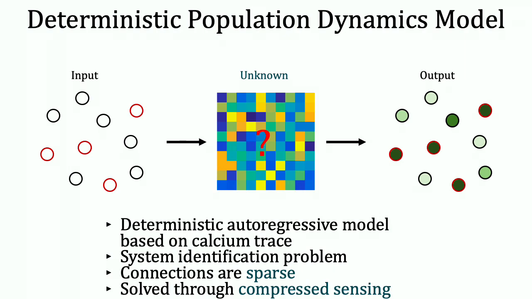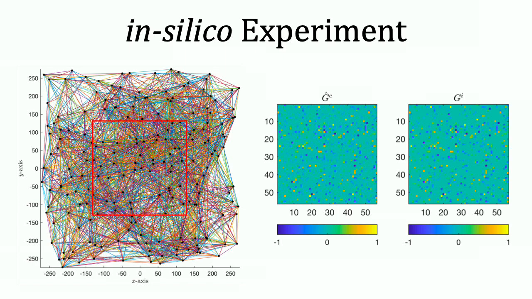And we also know from neurobiology that the connections in the neurons are quite sparse. We expect about 10% sparsity level, and taking advantage of this fact, we apply a modern compressed sensing technique to be able to solve the system identification problem. And we performed some in silico experiments to demonstrate that our algorithm works.